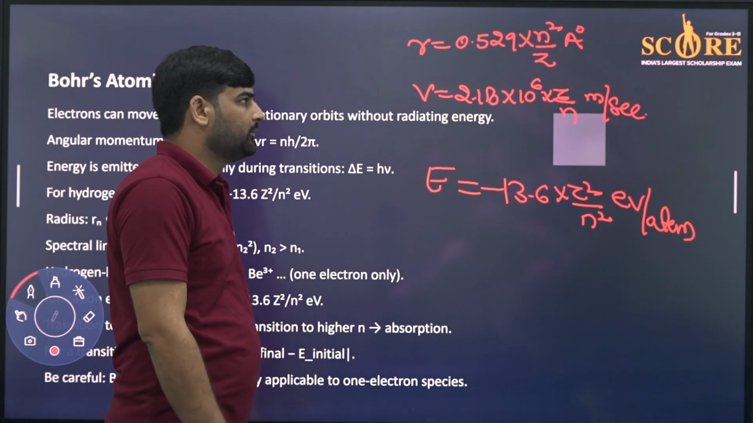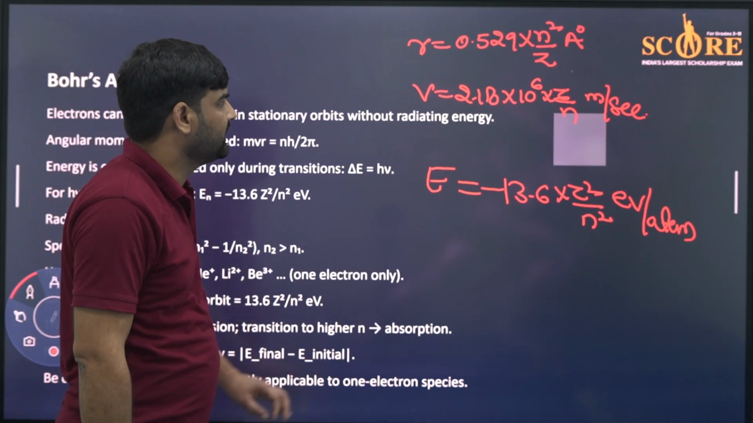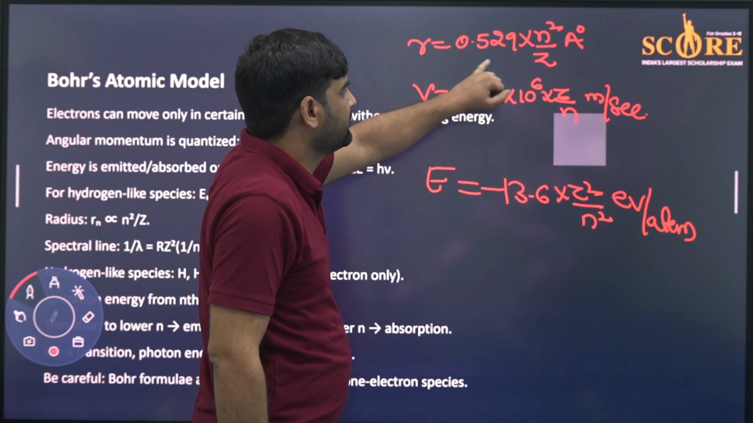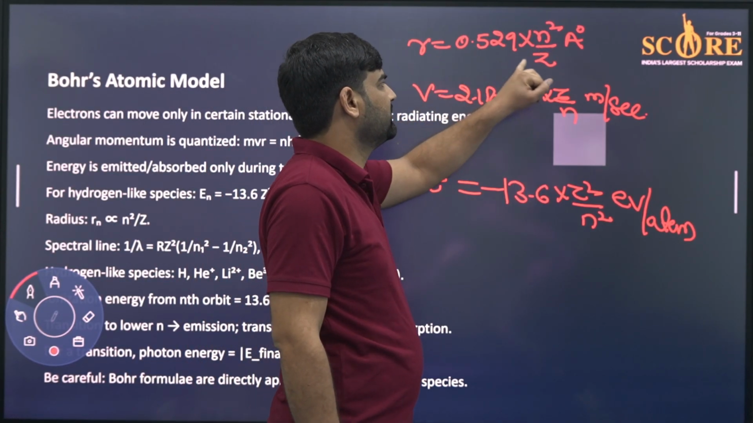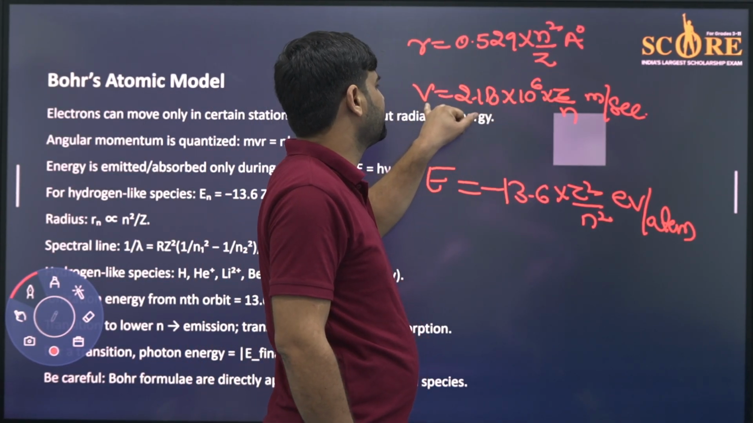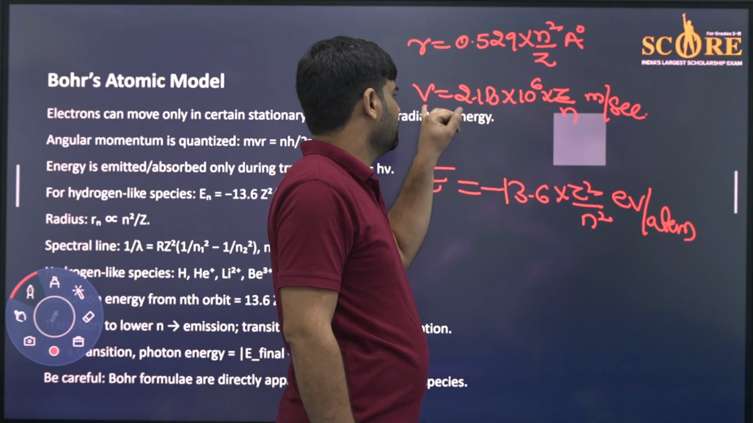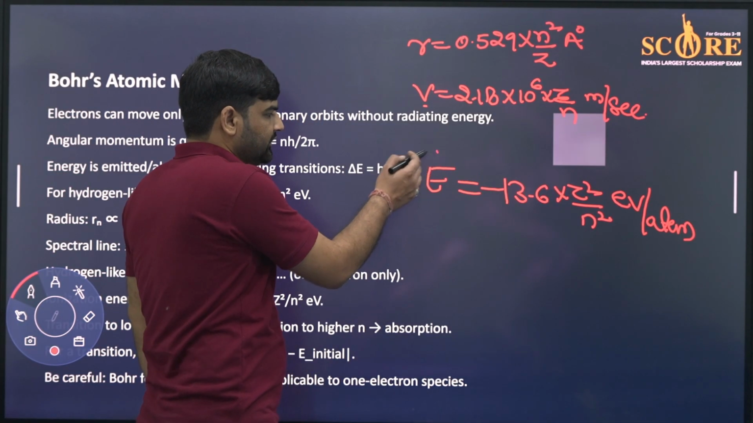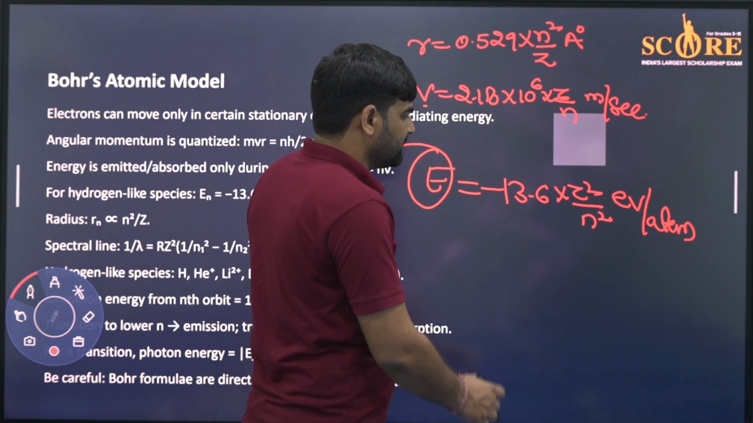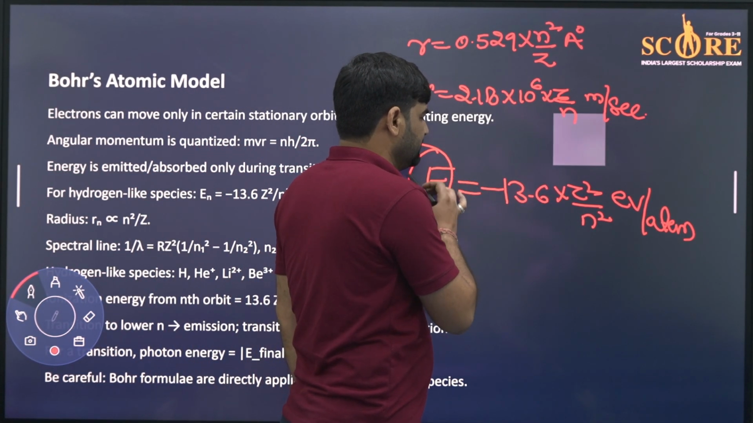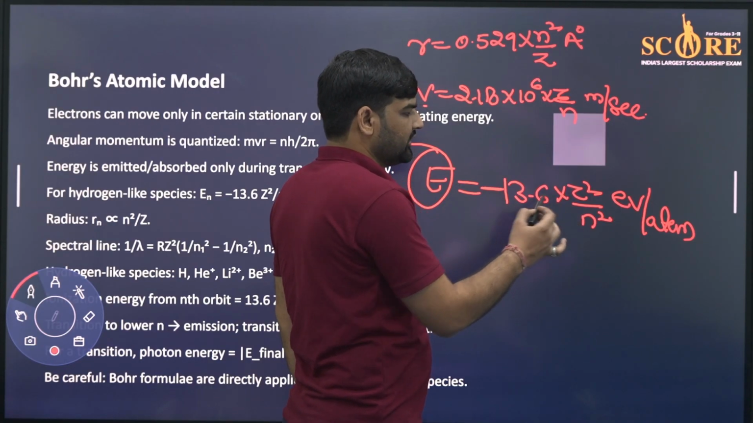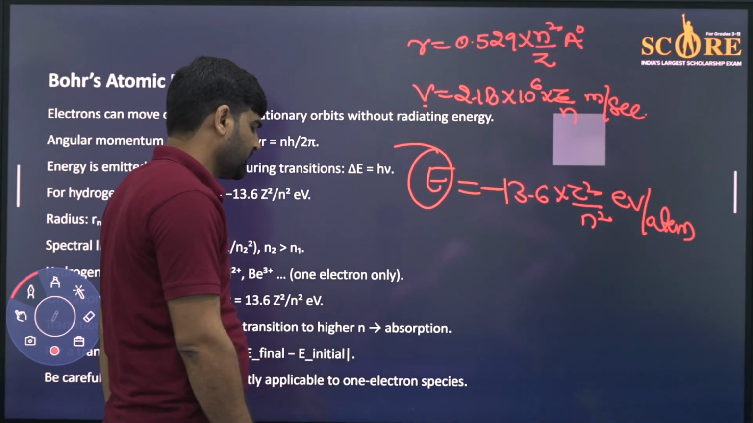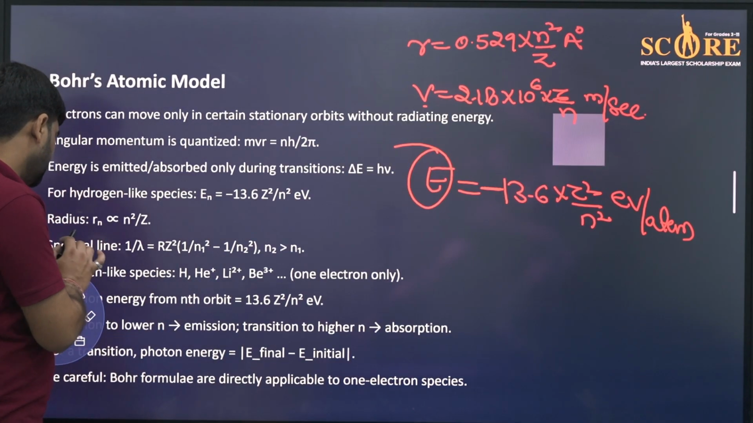Proportionality also we can check. Radius is directly proportional to n square, radius is inversely proportional to 1 upon Z, velocity is directly proportional to Z, velocity is inversely proportional to 1 upon n. Energy is directly proportional to minus Z square, and directly proportional to minus 1 upon n square. So these are the formulas.